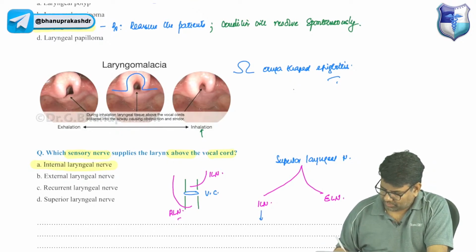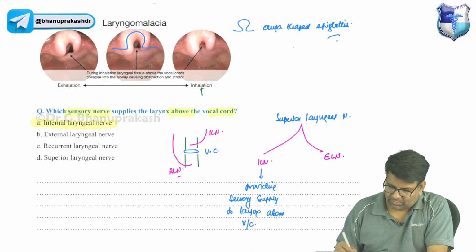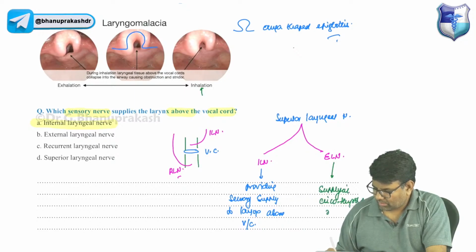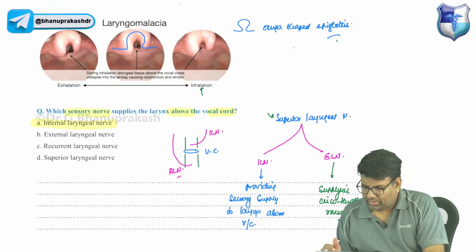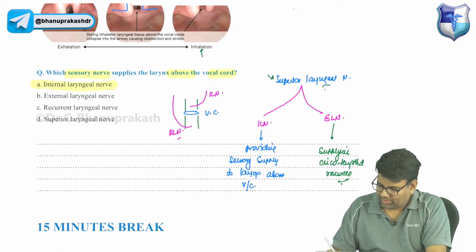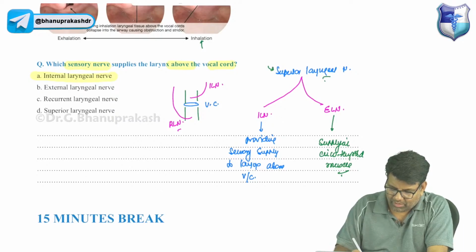Now internal laryngeal nerve is providing sensory supply to the larynx above the vocal cords. And yes, very good, Raghu. External laryngeal nerve is supplying the cricothyroid muscle. So both of these are branches of superior laryngeal nerve, which itself is a branch of vagus nerve. So this is superior laryngeal nerve, which is coming from vagus nerve. Now, why am I discussing this external laryngeal nerve here?